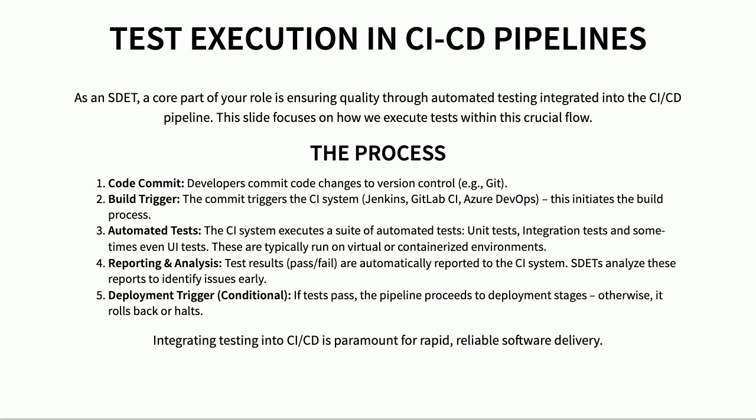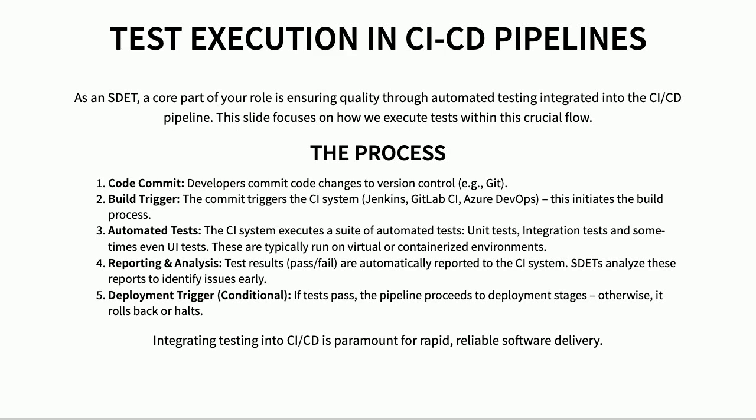Okay, let's talk about how we actually do testing within our continuous integration and continuous delivery pipelines. It's a really important part of the SDET role. Basically, when developers make changes to the code and commit them to something like Git, that triggers the CI system. The CI system kicks off the build process, which then runs automated tests. We're talking about things like unit tests, integration tests, and sometimes even UI tests, all run in a controlled environment.